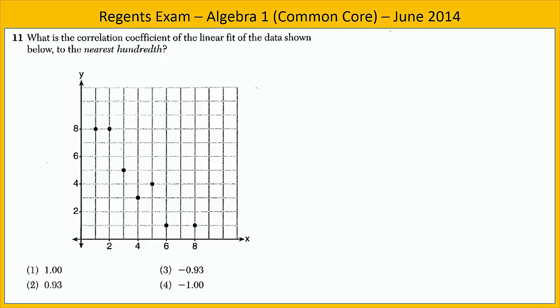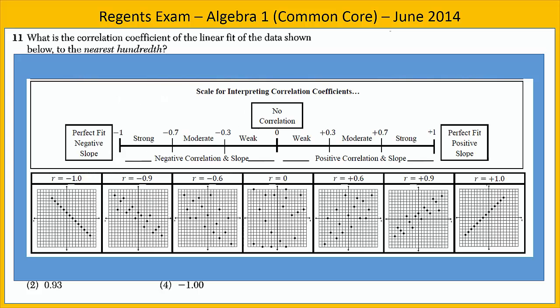In exercise 11, we're asked which of the following choices could be the correlation coefficient of the data shown on the scatter plot. We look at the choices: 1, 0.93, negative 0.93, or negative 1.0. Let's remember what a correlation coefficient is. A correlation coefficient is a number from negative 1 to positive 1 that describes how linear data is.